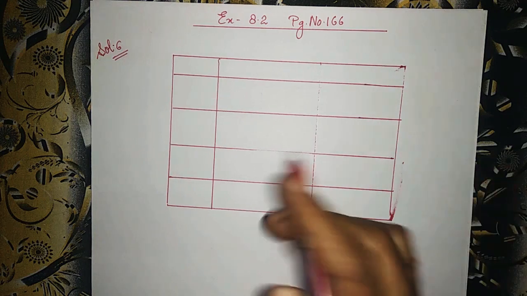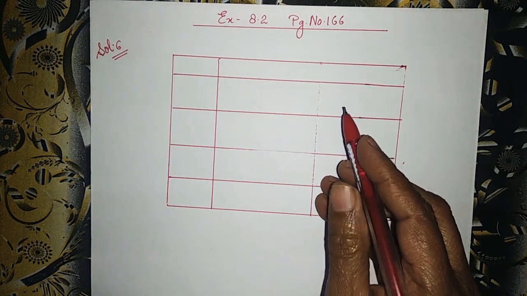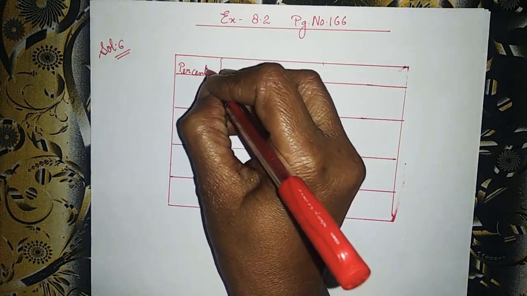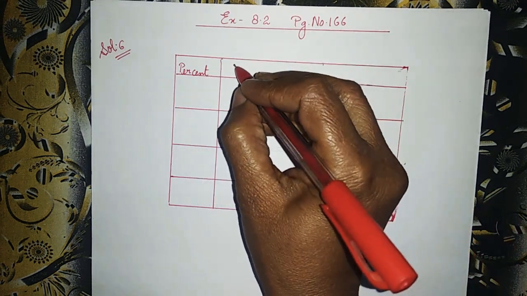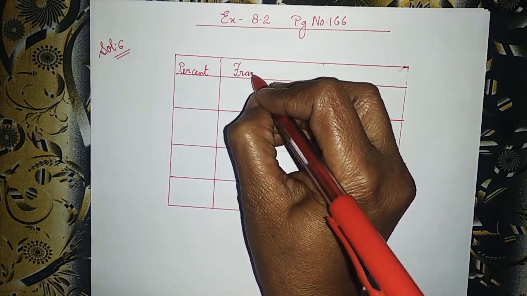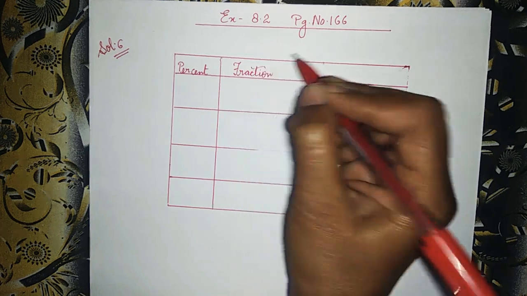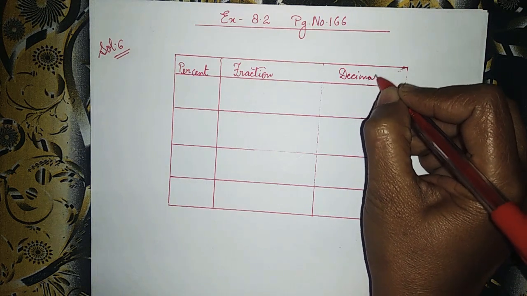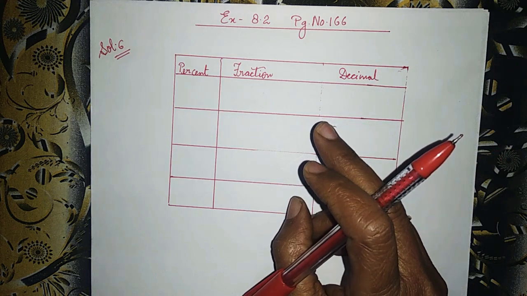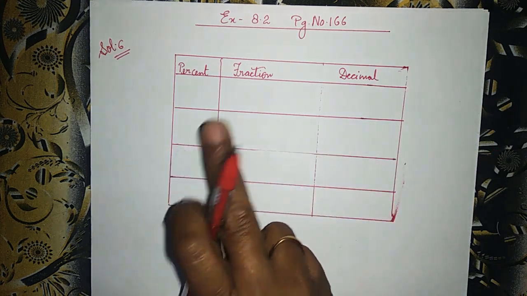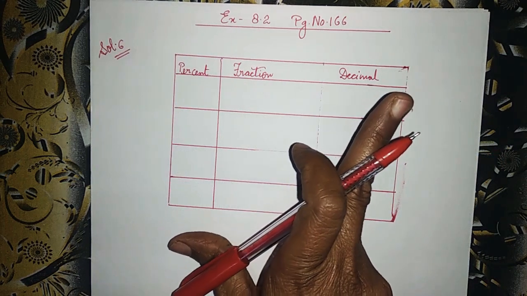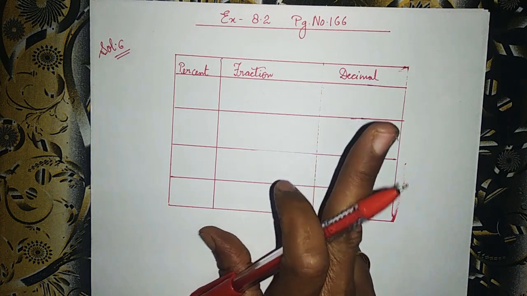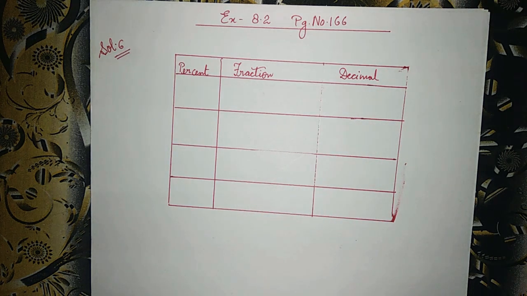According to the question we will draw 3 columns. In the first one we will write percent. In the second column we will write fraction. And in the last one we will write decimal. Okay, because our question was convert given percents to decimal fractions and also to fraction in simplest forms. Okay, and now we will solve this question.